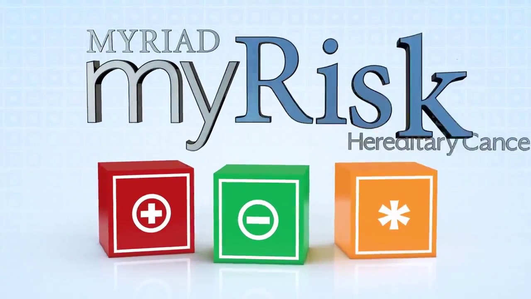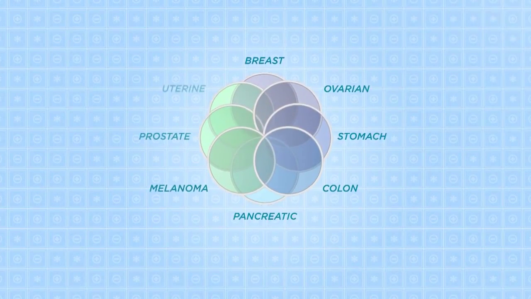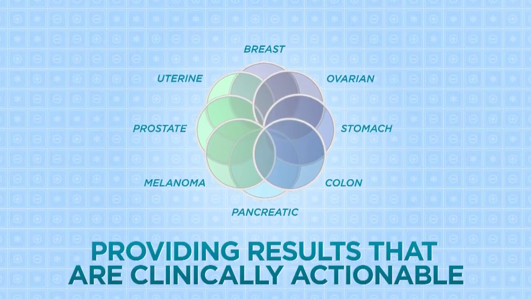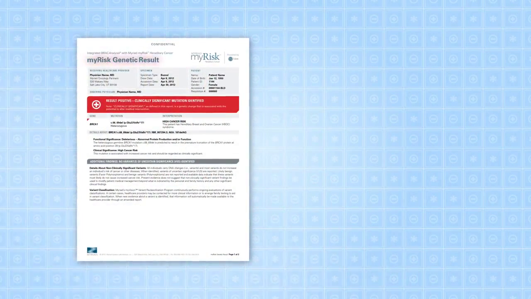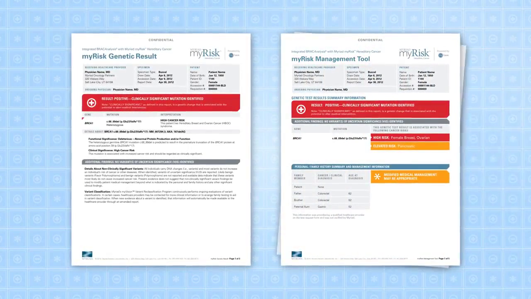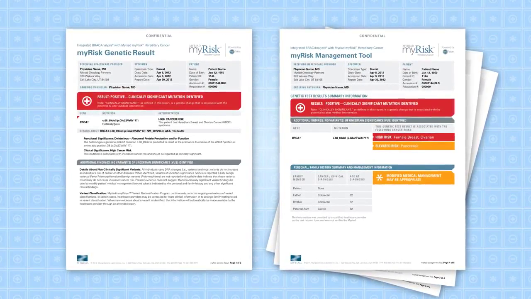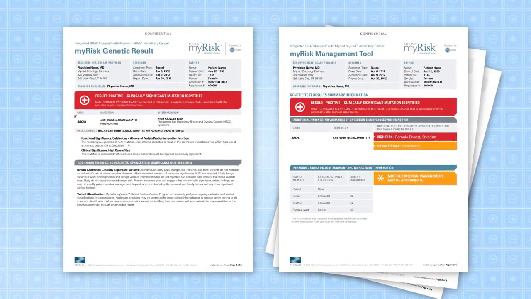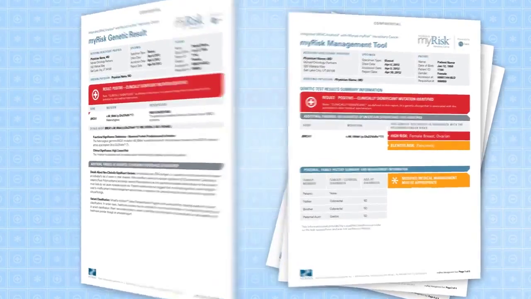You may be watching this video because you're interested in or have recently ordered Myriad's myRisk hereditary cancer test. Myriad myRisk focuses on 8 hereditary cancer types, providing you with results that are clinically actionable. The report will include a myRisk genetic result and a myRisk management tool, which assesses personal and family history of cancer to provide appropriate medical management recommendations based on medical society guidelines and cancer risk assessment models.